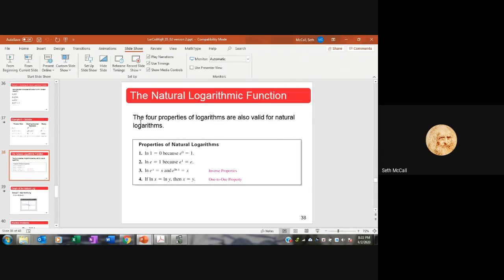Natural log of 1 is equal to 0. Natural log of e is 1. Now, the reason why natural log of e is 1 is this is actually log base e of e. And so when you're logging a number that is identical to the base of the log, it all cancels and turns into 1. Same thing here. This is natural log, which is log base e of e to the x. So the natural log of e cancels, and you're simply left with x. And this is our one-to-one property, same as the last one. If the natural log of x equals the natural log of y, then x equals y.